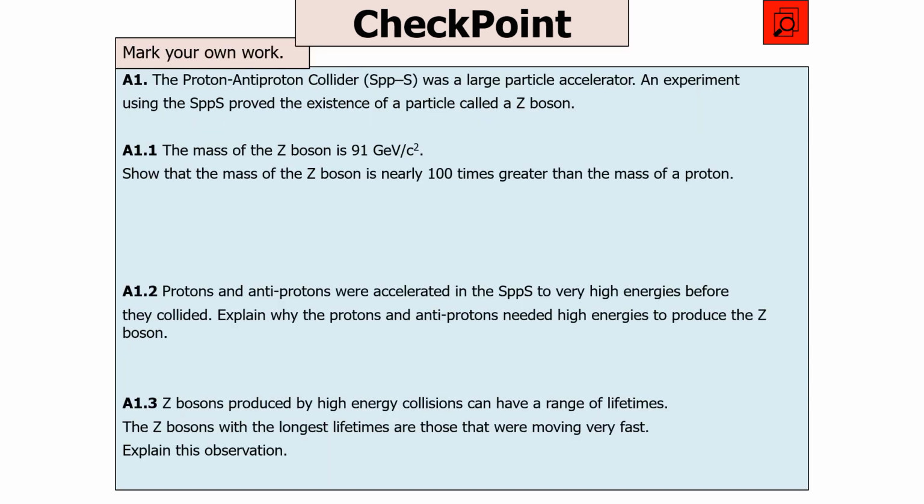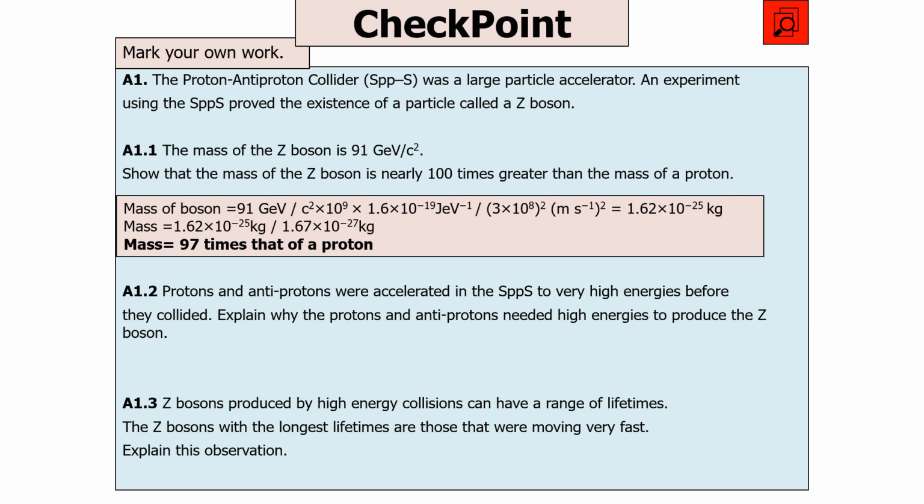Right, in this first one, we've got to convert our GeV/c² into kilograms. So you do that by converting GeV into joules by doing 10 to the 9, which is giga, times 1.6 times 10 to the -19. Then you divide it by 3 times 10 to the 8 squared, because it's c squared, so we get 1.62 times 10 to the -25 kilograms. We then divide that by the mass of the proton, 1.67 times 10 to the -27, a value given to you on your examination sheet, so it's 97 times the mass of the proton.